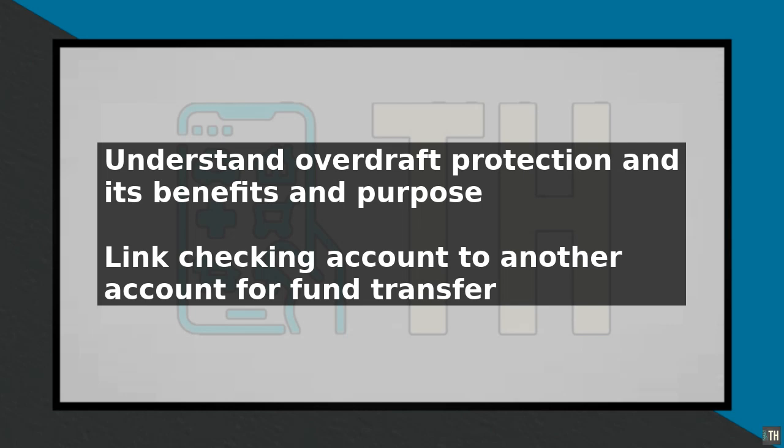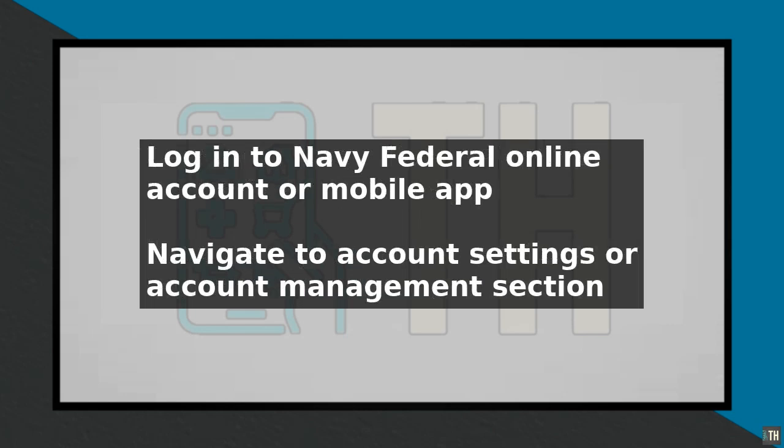First, log in to your Navy Federal online account or mobile app. If you do not have an online account, you will need to enroll in online banking before proceeding. Once you are logged in, navigate to the Account Settings or Account Management section. Next, look for the Overdraft Protection option and select it.